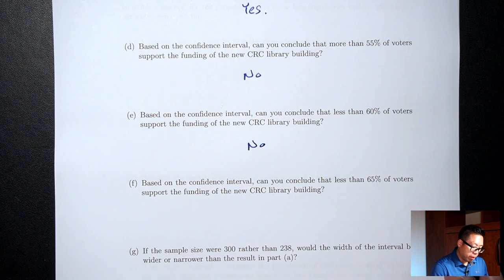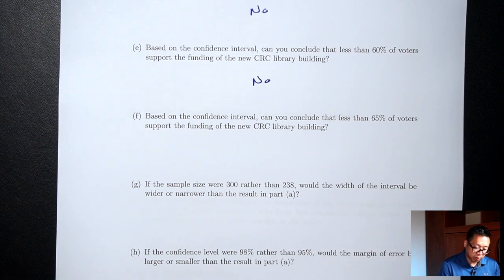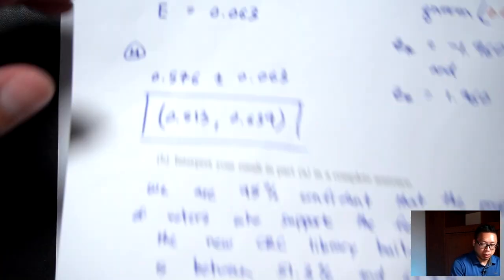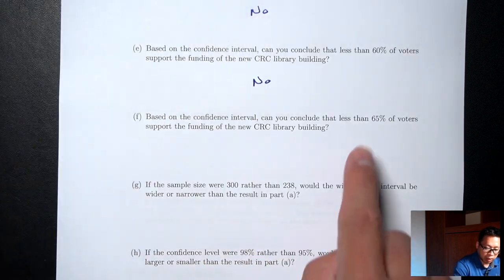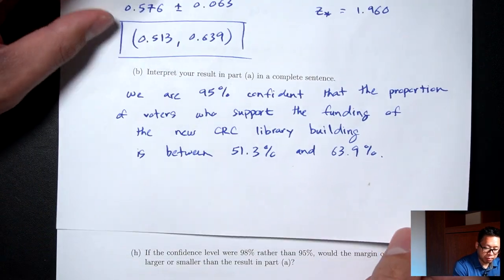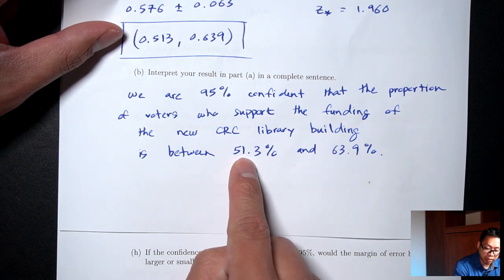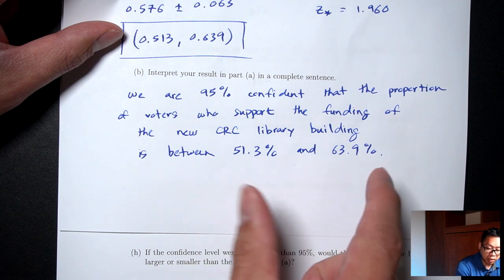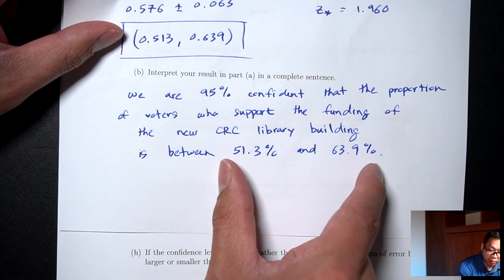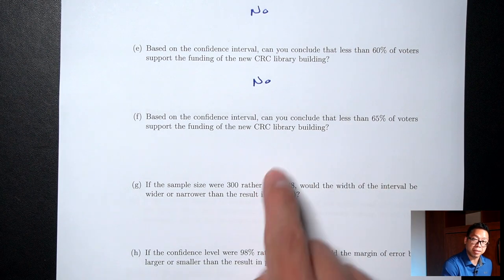Part F, based on the confidence interval, can you conclude that less than 65% of the voters support the new CRC Library Building? So ask yourself, are all the numbers in our confidence interval less than 65? Yes, 51.3, definitely less than 65%. 63.9, definitely less than 65. So all the numbers in between are definitely going to be less than 65 also. This is going to be a yes.